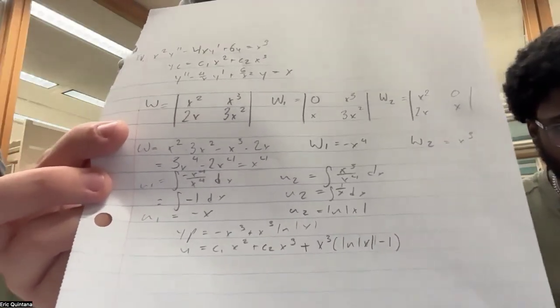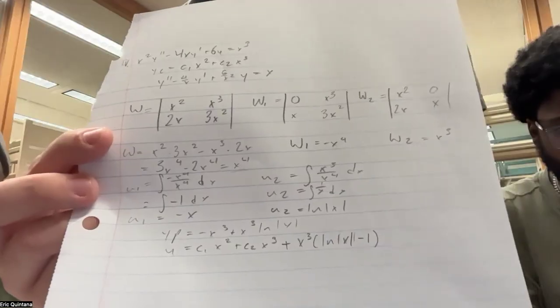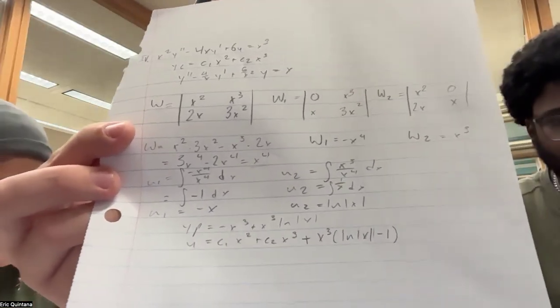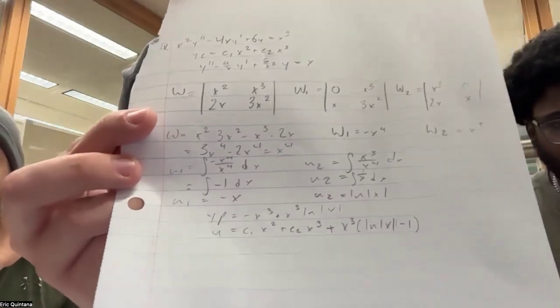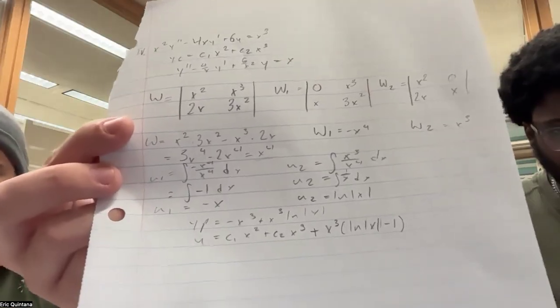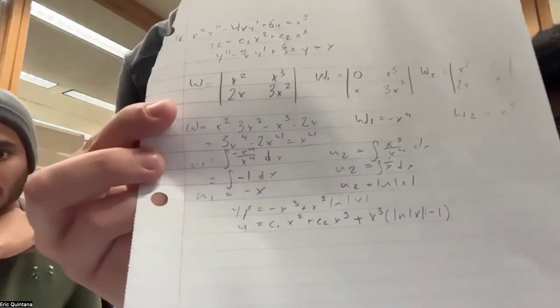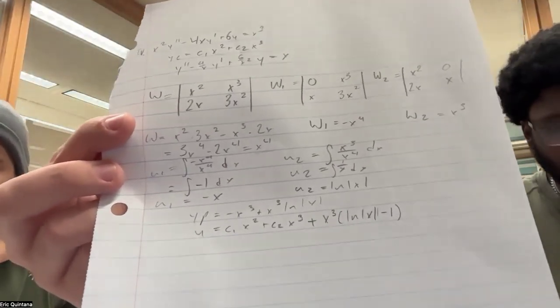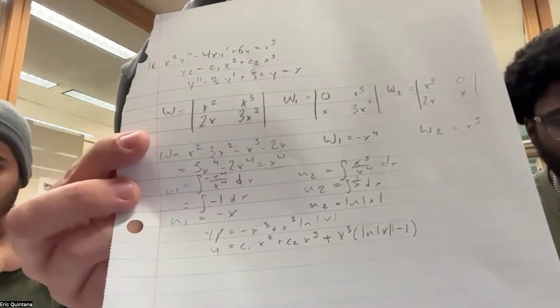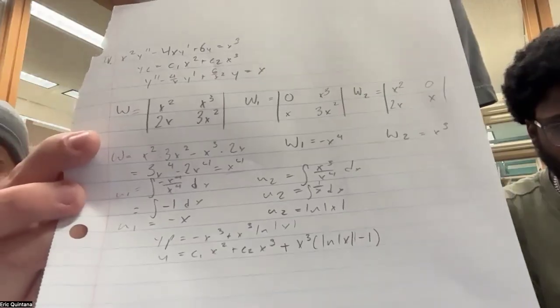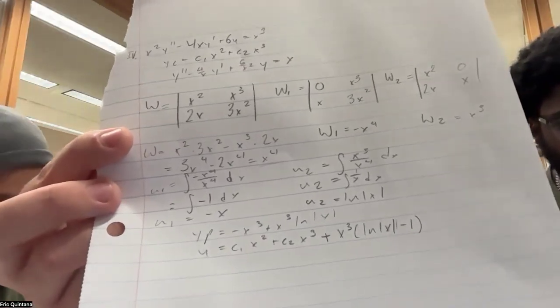To find y of p, you have to multiply y1 by u1, which is negative x cubed. And to find the second part, you have to do u2 times y2, which is x cubed times the natural log of x. And finally, you combine your y of c and y of p to get your general solution of y of x equals c1 x squared plus c2 x cubed plus x cubed times the natural log of x minus 1.